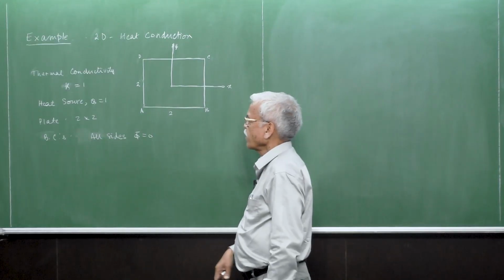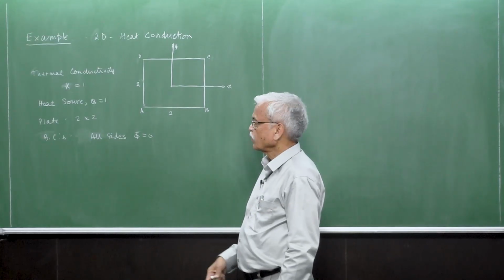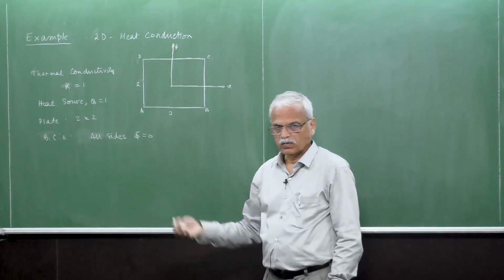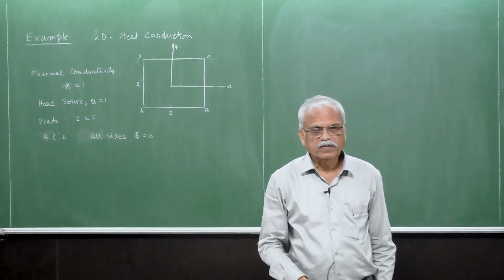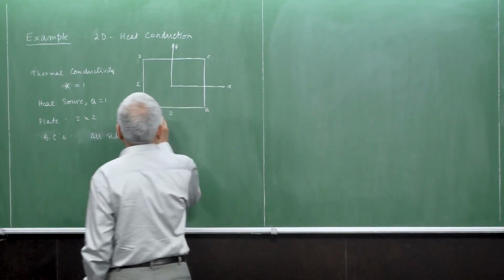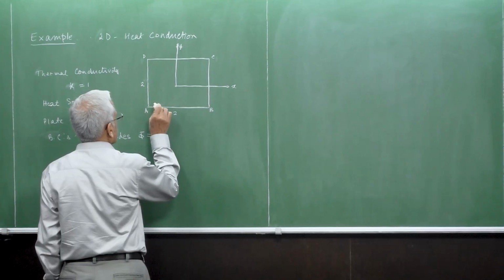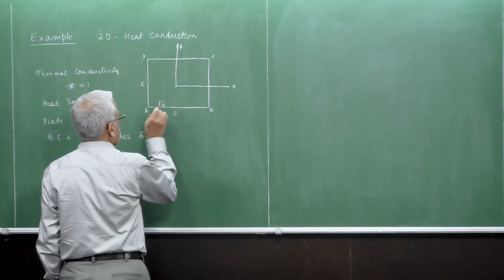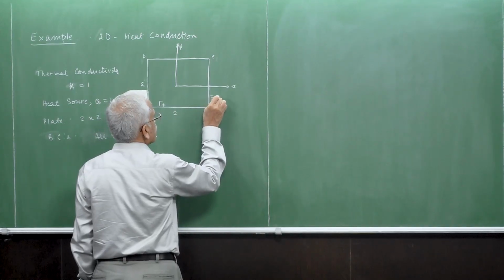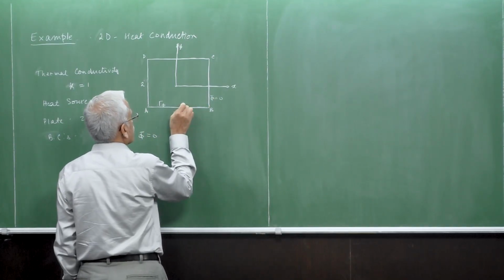And then there are boundary conditions. So all sides are exposed to a temperature of 0. So that means that all sides are gamma phi type of boundary condition, right? Gamma, all sides are gamma phi. Phi bar is 0 and everywhere it is 0.